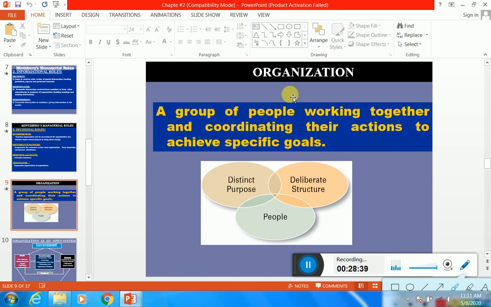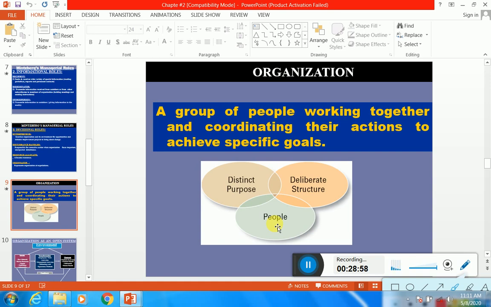What is the quality of an organization? In other words, what are the components of an organization? There are three: first distinct purpose, second deliberate structure, and third people.